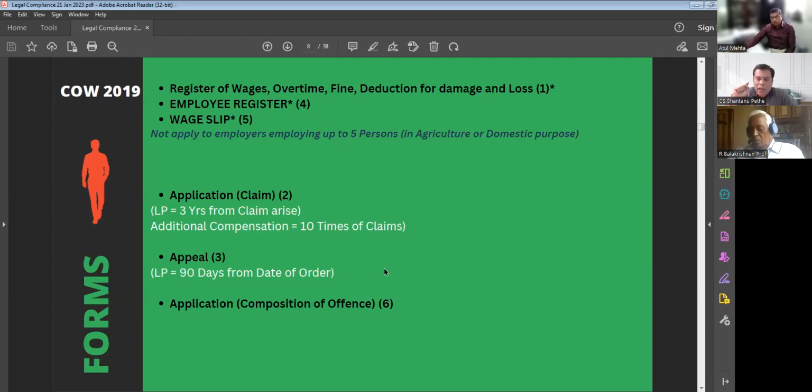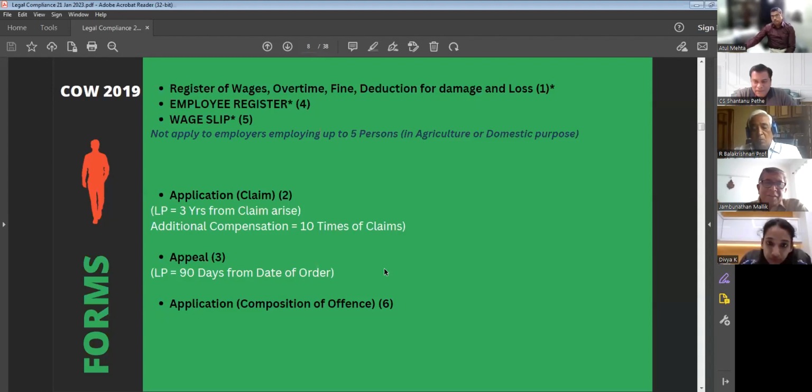I'm talking about an establishment with 1 employee, not engaged in agriculture or domestic. I think we should focus on that aspect: if there is only 1 employee, this register needs to be maintained if that employee is not engaged in agriculture or domestic purposes. So my question, Shantanu ji, is what is the understanding on this applicability to an individual?